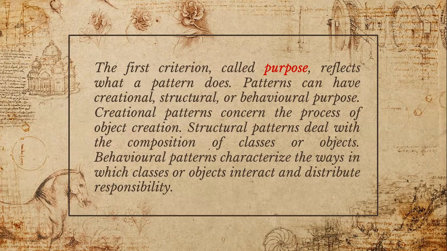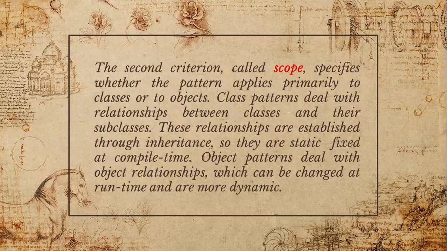Creational patterns concern the purpose of object creation. Structural patterns deal with the composition of classes or objects. And the behavioral patterns characterize the way in which these classes or objects interact and distribute responsibility. Now coming to the second criterion, which is called scope. Here the scope specifies whether the pattern applies primarily to classes or objects. Class patterns deal with relationships between classes and their subclasses. So these relationships are established through inheritance.